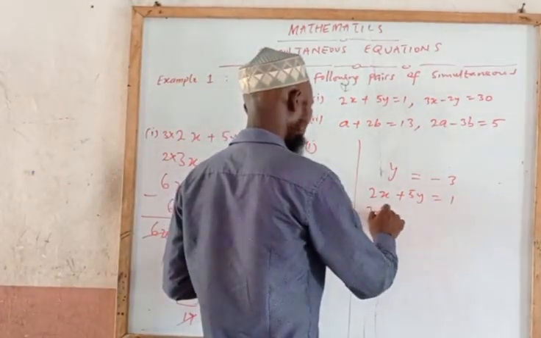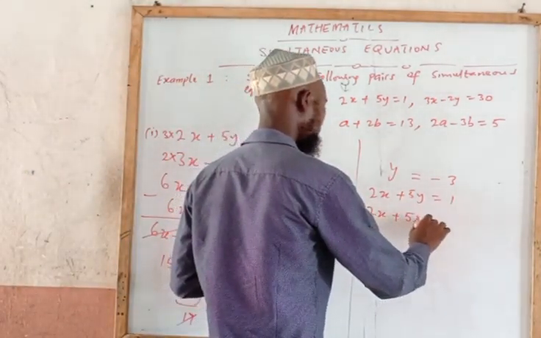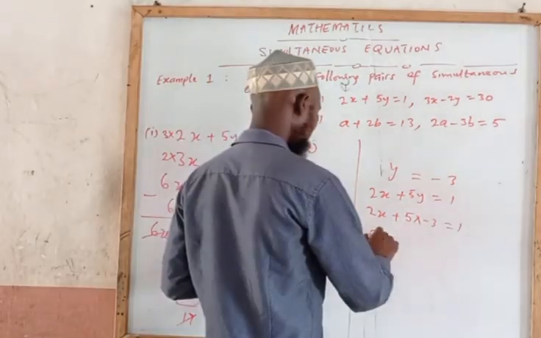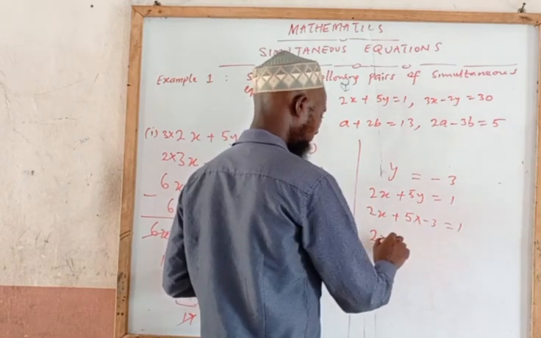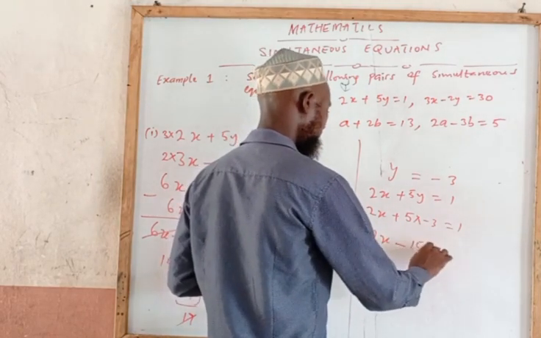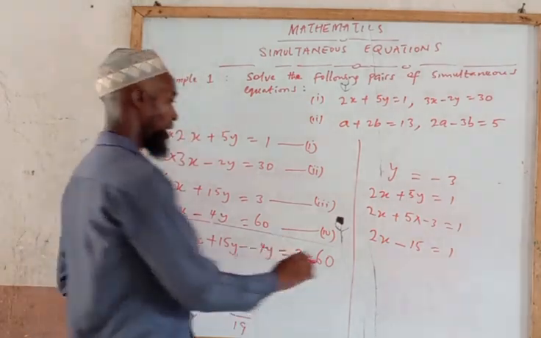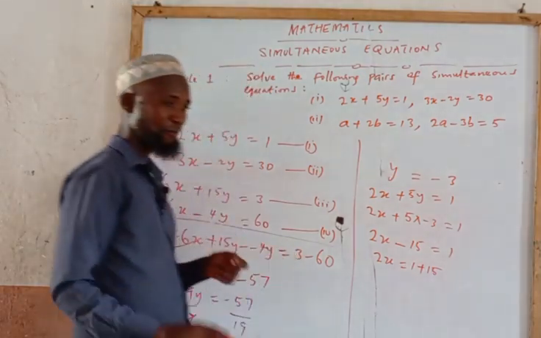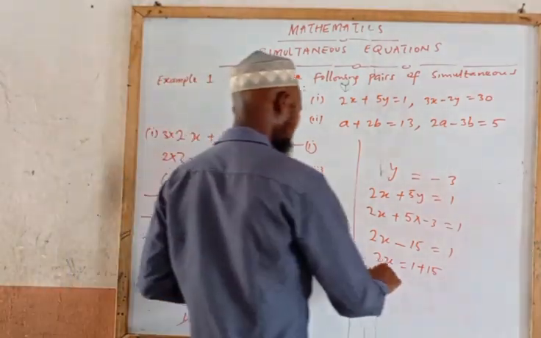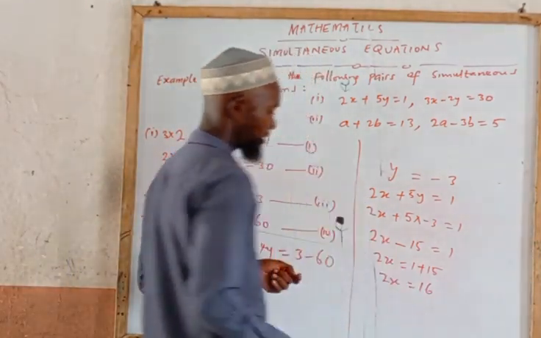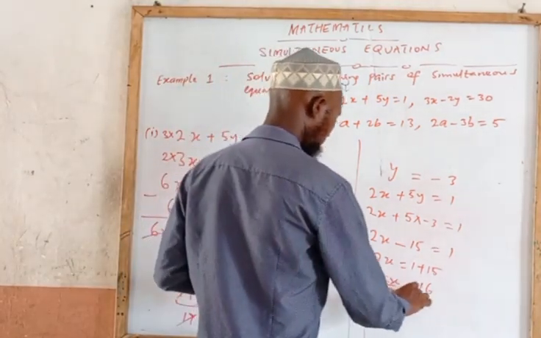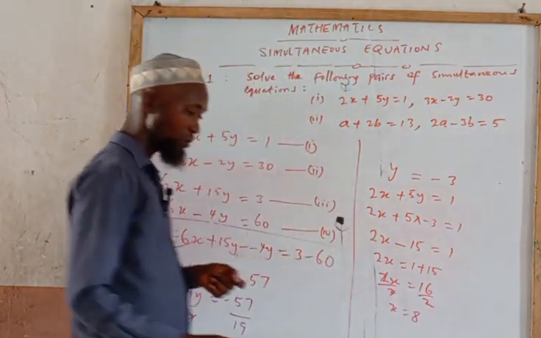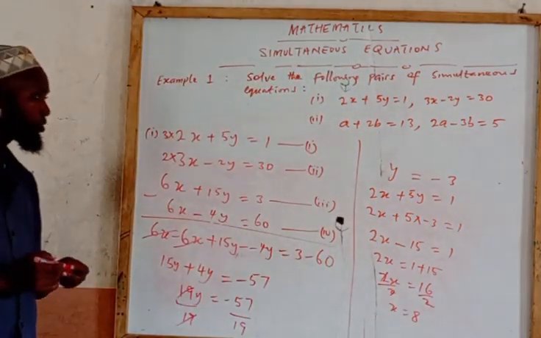So here we say 2x plus 5 times minus 3 is equal to 1. Here we can say 2x plus, times minus here gives minus, 5 times 3, 15, is equal to 1. And I can say that 2x is equal to 1 plus 15. And that gives 2x is equal to 16. So to get my x here, I will just divide both sides by 2, and that gives the value of 8. So that completes the whole thing.